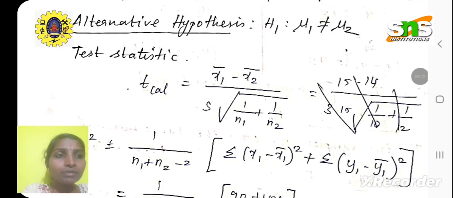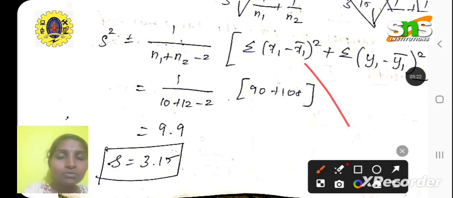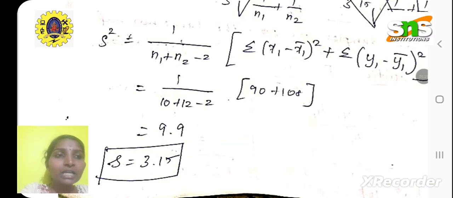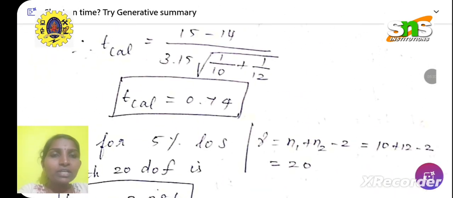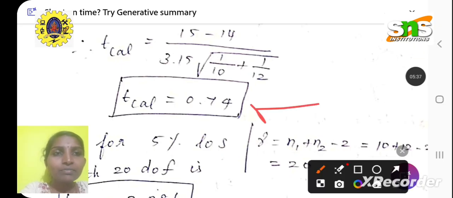And now we will have a look at the calculation of s squared. It is a simple calculation as we have done earlier. We are given all these values here: the summation of x1 minus x1 bar and the summation of y1 minus y1 bar. All values are given. We will just substitute and find the value of s, and later substitute it in the t calculated value. T calculated is nothing but 0.74. With the help of a calculator, we will find it.